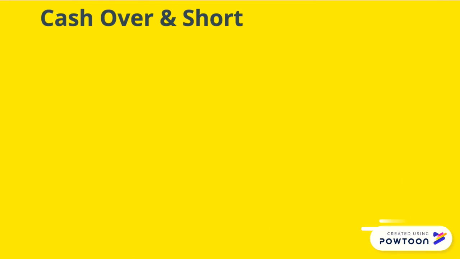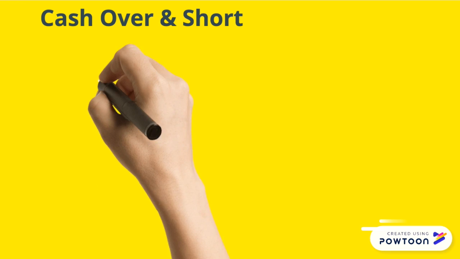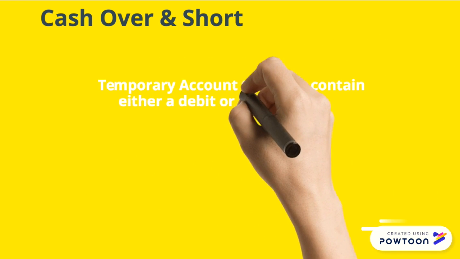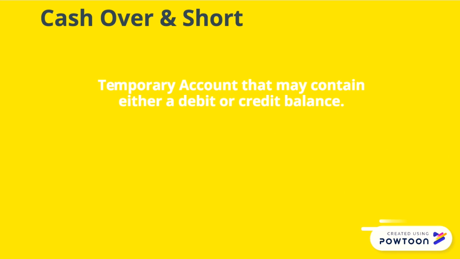Cash over and short. When a petty cash fund is replenished, the amount of cash needed for replenishment should be equal to the total amount of receipts. However, this is not always the case. This is called cash over and short. This is a temporary account that may contain either a debit or a credit balance.